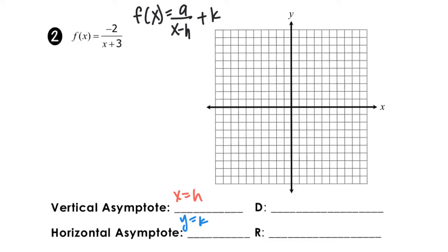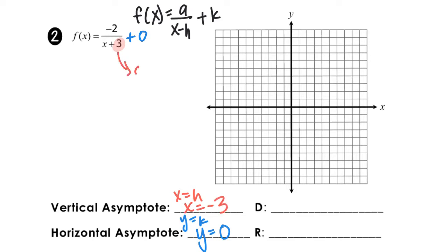So looking at our equation here, the 3 is in the h position, and we have nothing in the k position. Since there's nothing in the k position, we're technically adding 0 to the end. So our horizontal asymptote is going to be y equals 0. And our vertical asymptote, remember, we have to change the sign. So it's going to be x equals negative 3.